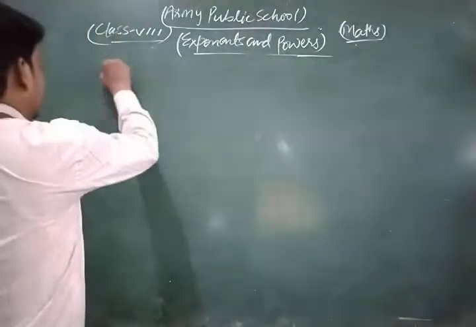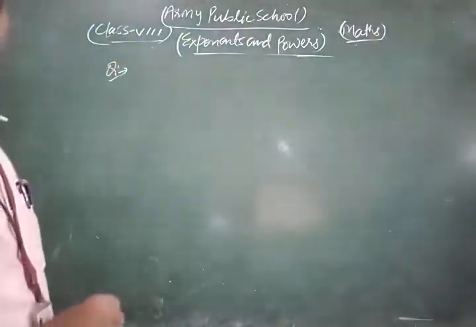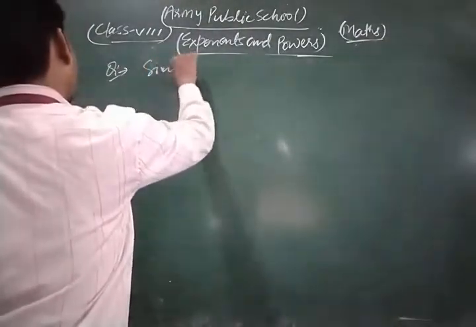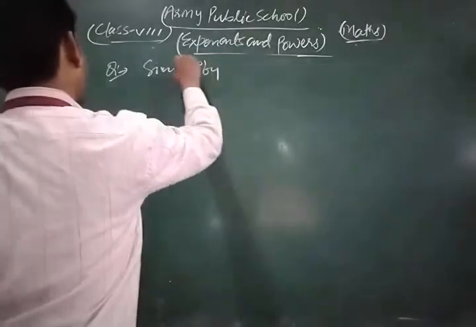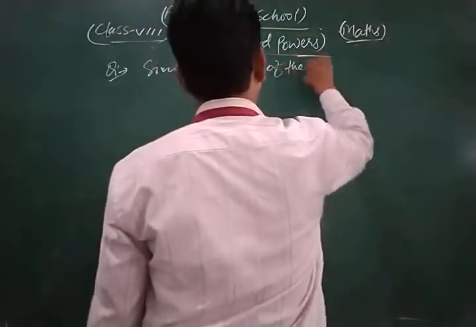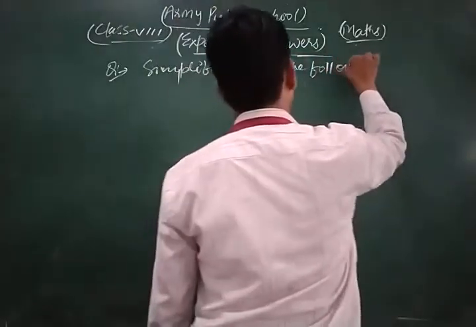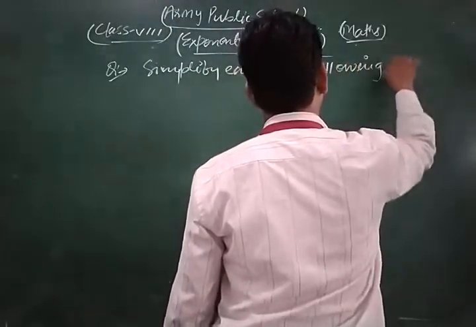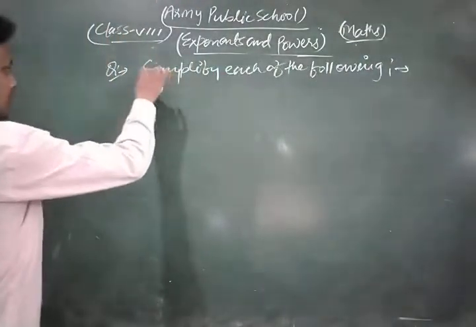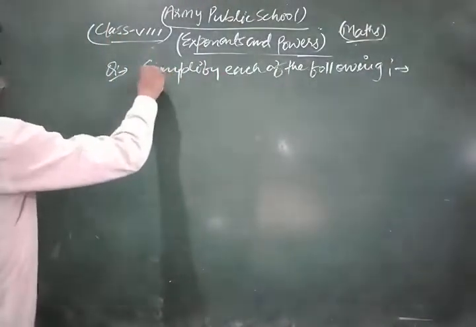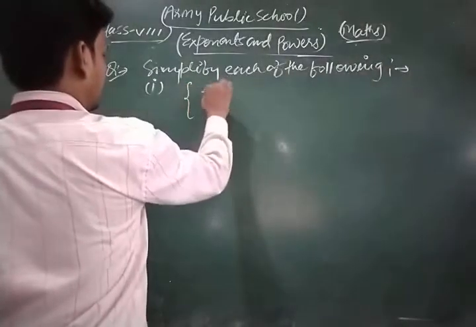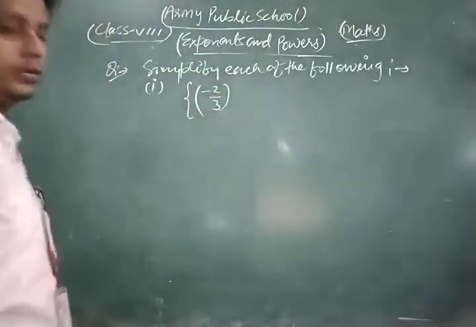This is a very important question, and the question is: simplify each of the following. The first is (-2/3)^-2.